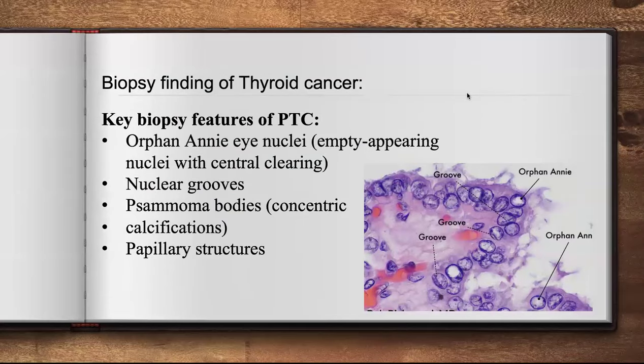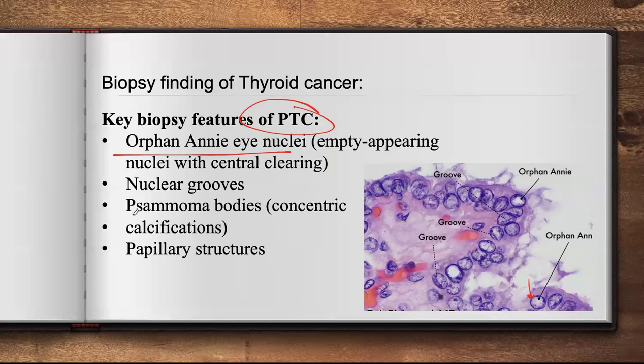Now, how do we know it's not the others? First of all, one of our options is papillary thyroid cancer. If we do a biopsy, it gives us a specific finding called Orphan Annie eye nuclei. See this thing over here. It looks like an eye, and that's what we call Orphan Annie eye, which is nothing but an empty nucleus with central clearing. If you look at it, you can see it's pale in the center. All of these are called Orphan Annie eye nuclei. That's the most important thing.